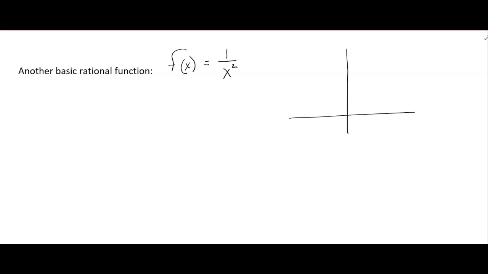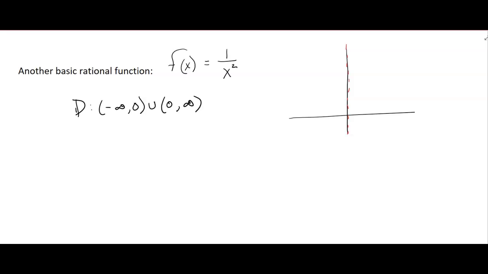think about putting in 0. Well, you can't put in 0, right? So we know that's not part of the domain. 0 is not part of the domain. So the domain is from negative infinity to 0, and then 0 to infinity.